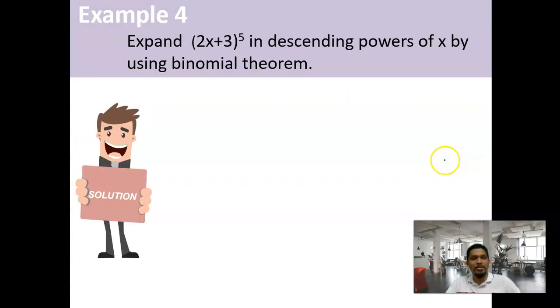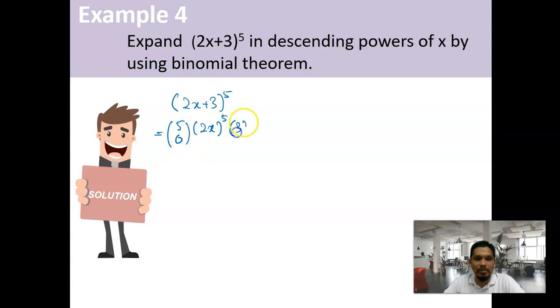So expand 2x plus 3 to the power of 5 in descending powers of x by using the binomial theorem. So now, 2x plus 3 to the power of 5. Expand this in descending powers of x using the binomial theorem. I'm going to write it down as 5, 0, 2x to the power of 5 and 3 to the power of 0, plus 5, 1, 2x to the power of 4 and 3 to the power of 1, plus 5, 2.